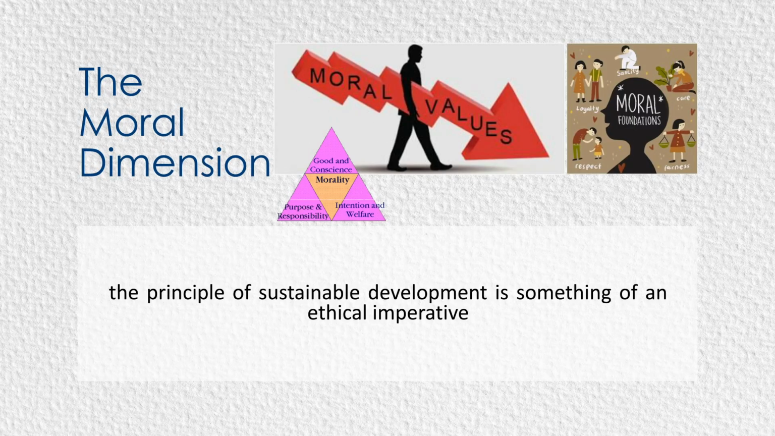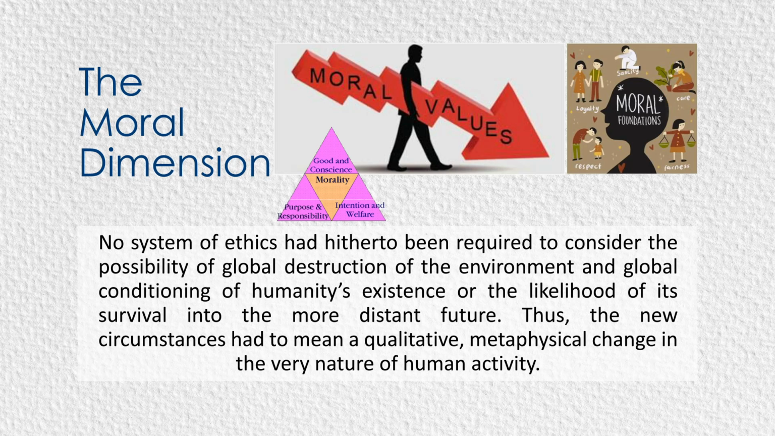In the beginning, when we talked about these three important dimensions, society, economy, and environment, we understood that society has to play an important role in bringing about sustainable development. So if you look into the principle of sustainable development, you will see it is something like an ethical imperative. No system of ethics had been required to consider the possibility of global destruction of the environment, and the global condition of humanity's existence or the likelihood of its survival into the more distant future. Thus the new circumstances had to mean a qualitative metaphysical change in the very nature of human activity.